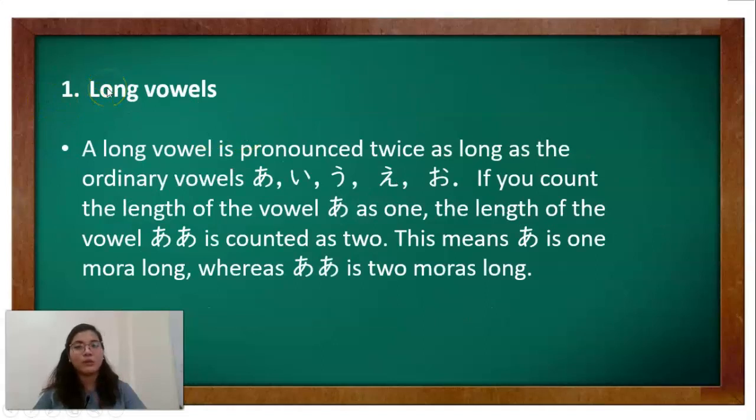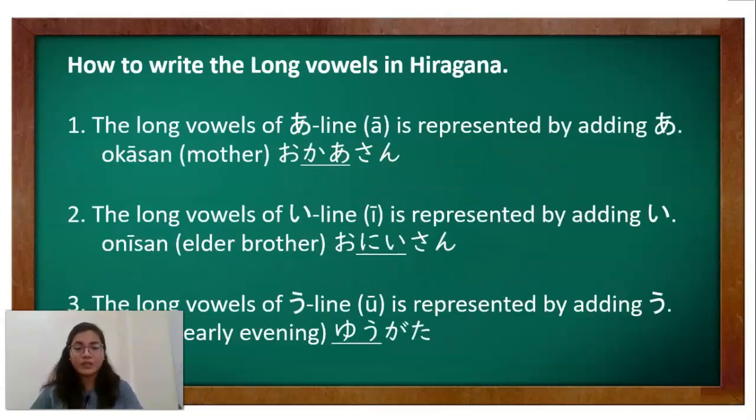Okay, here's the first rule, the long vowel sound. A long vowel is pronounced twice as long as the ordinary vowels a, i, u, e, o. So, if you count the length of the vowel a as 1, the length of double a is counted as 2. So, this means a is 1 mora long, where aa is 2 moras long. Okay? So, how do we write the long vowels in hiragana?